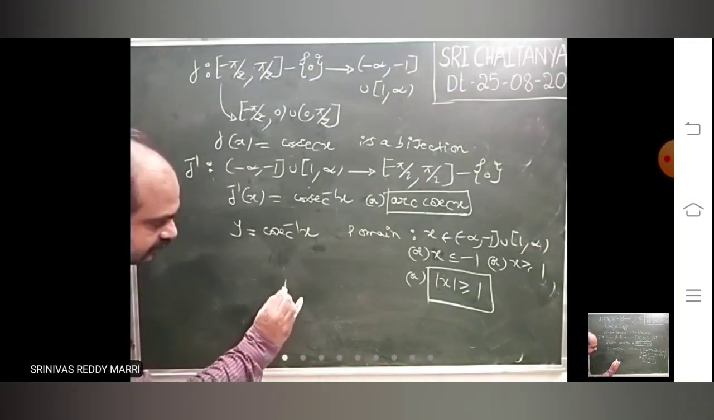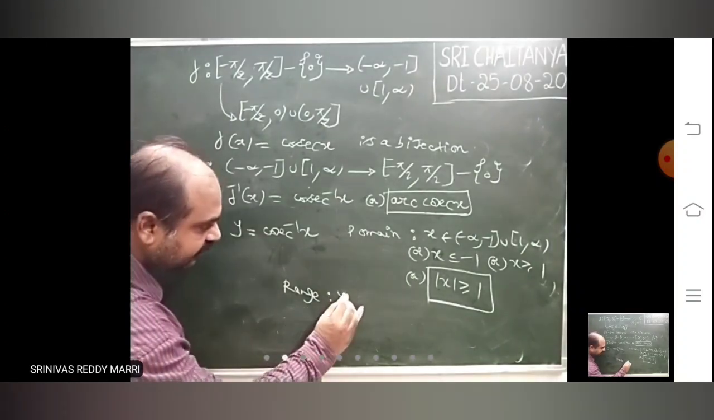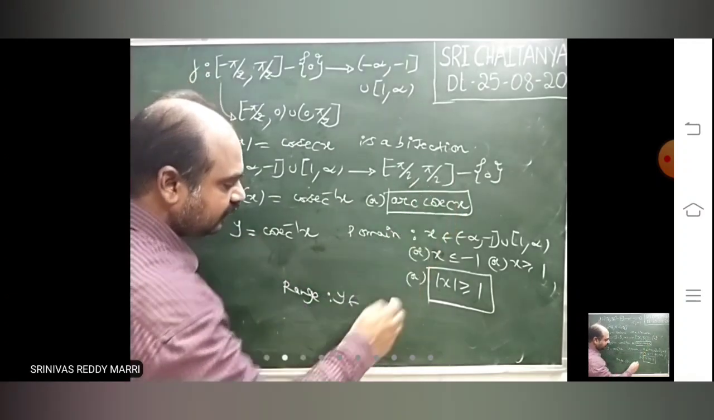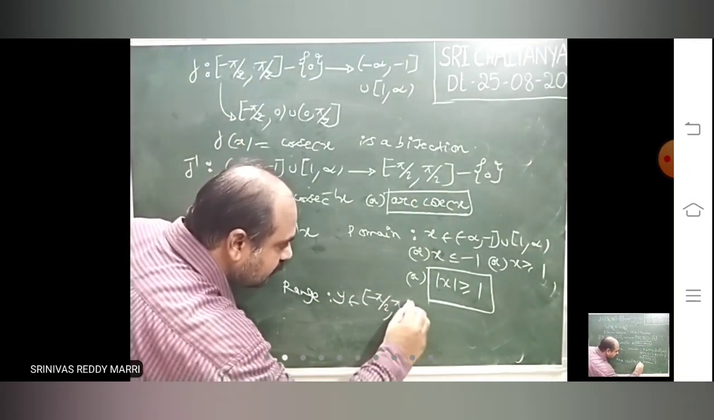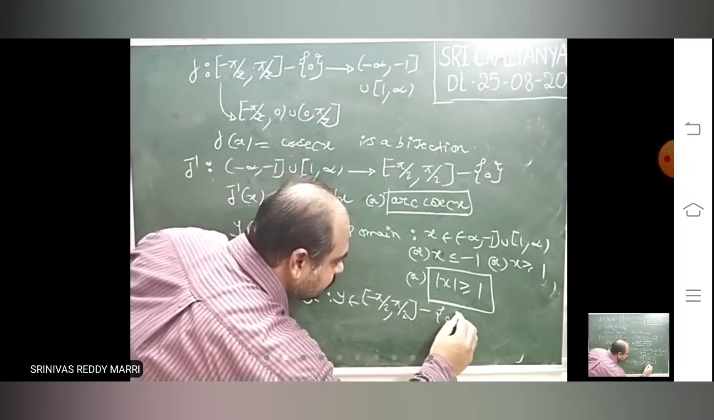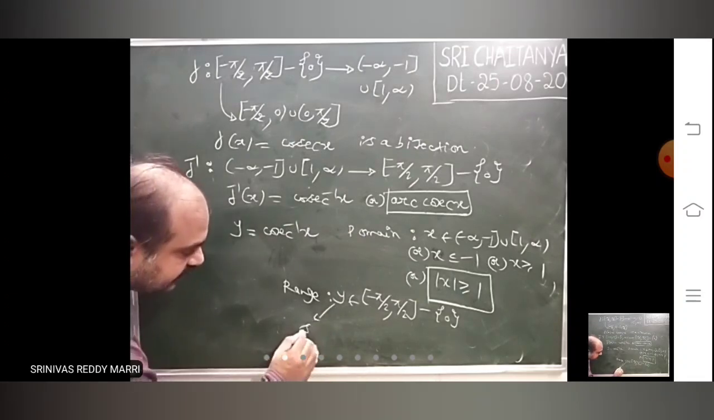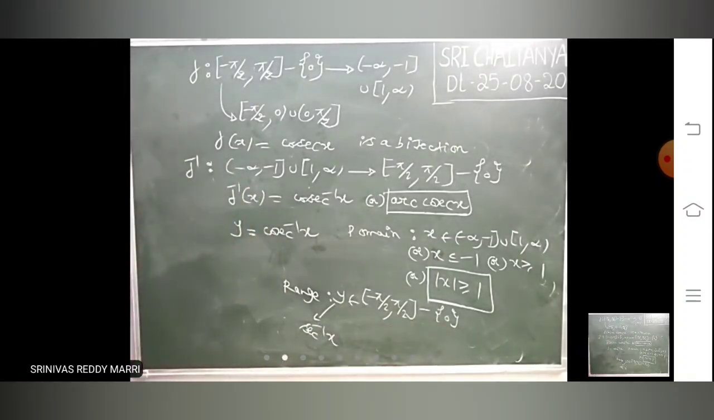Now the range. Range means this y value. Where is the y value lying? Minus pi by 2 to pi by 2 minus 0. That is the range. This is the range. That means y, which is cosecant inverse x, will always lie in this interval.